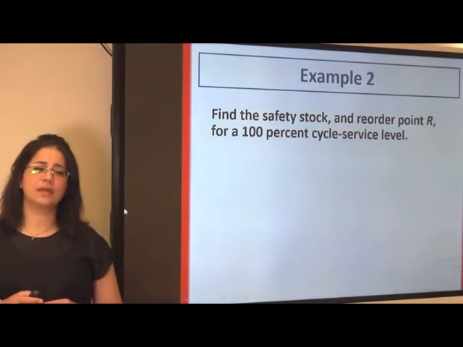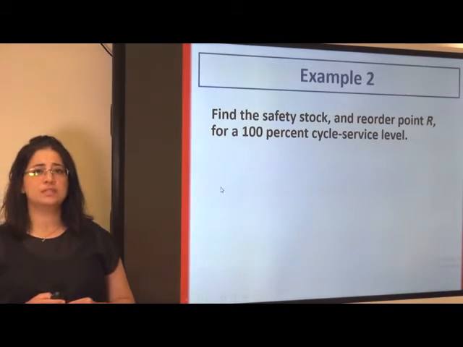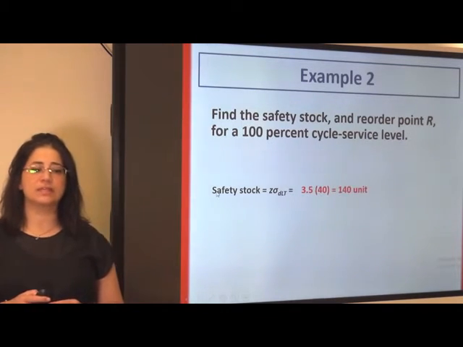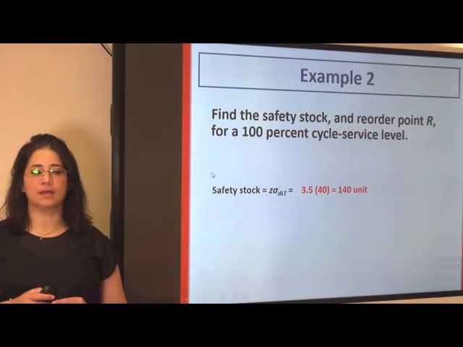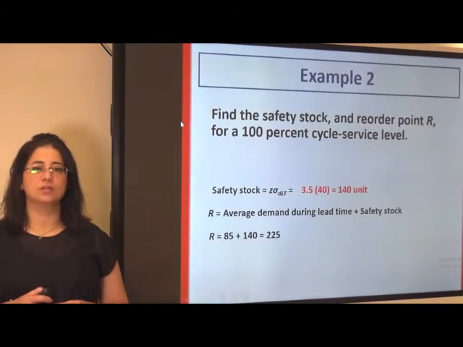Find the safety stock and reorder point for a 100% service level. If you go to the Z table, you can find that at a 100% service level, Z is approximately 3.5. So the safety stock is 3.5 multiplied by the sigma, which is 40. And the average, by simple substitution, the reorder point will be 225.